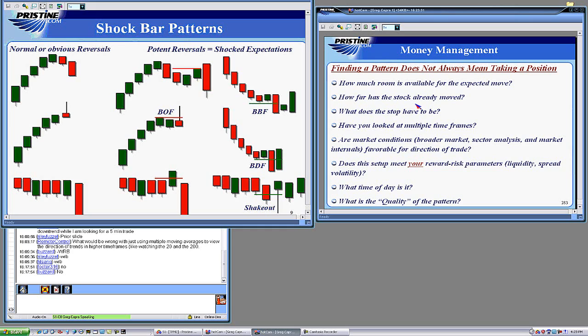So you want to make sure that you're not entering late. Where's the stop? Did you look at multiple time frames? What about the broader markets? Did you consider relative strength and weakness, and the market internals? Does it meet your reward to risk parameters at the time? What time of day is it? Even patterns that appear to be good patterns have a higher tendency to fail in the middle of the day or after there's been a move in the morning. So the doldrums are going to be lower odds time of day. And is it a quality pattern?